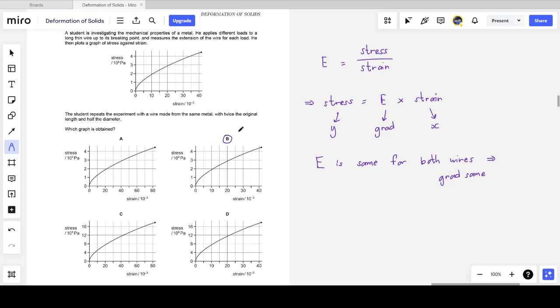So whenever I'm plotting a graph of stress against strain, as long as I'm using the same material, I have the same Young's modulus, and the graph is going to look exactly the same. If I use materials that are different, then my graph of stress against strain will change because the Young modulus for those two materials will differ. And so you don't really have to do any calculation or mathematical manipulation. You could simply, from your knowledge of the concept, see that your answer would be B.